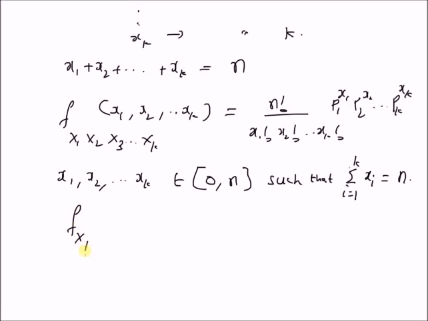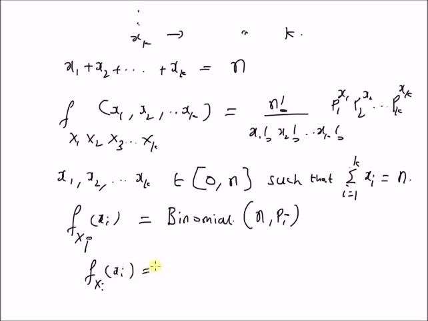The marginal distribution of xi, that is one of the k random variables, that is f of xi, is a binomial distribution with the parameters n and pi. That is, f of xi is given by n factorial by xi factorial into n minus xi factorial multiplied by pi power xi into 1 minus pi power n minus xi. So this is the marginal probability mass function of one of the random variables.